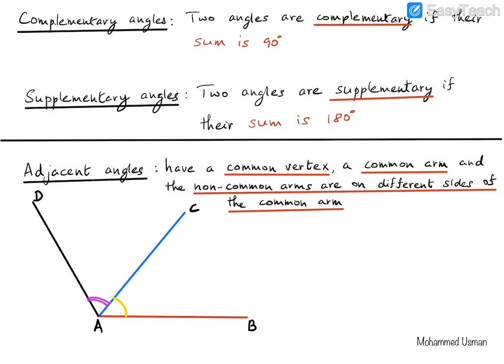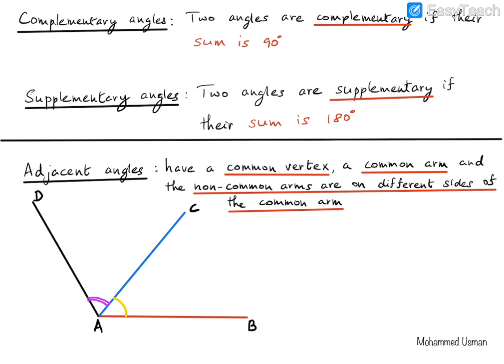Okay, first is they should have a common vertex. Second is they should have a common arm. And the third is the non-common arms must not be on the same side of the common arm. They should be on different sides, one to the left side, the other to the right side. So clearly here, these two angles satisfy all the three properties. So therefore, these two angles are adjacent angles.